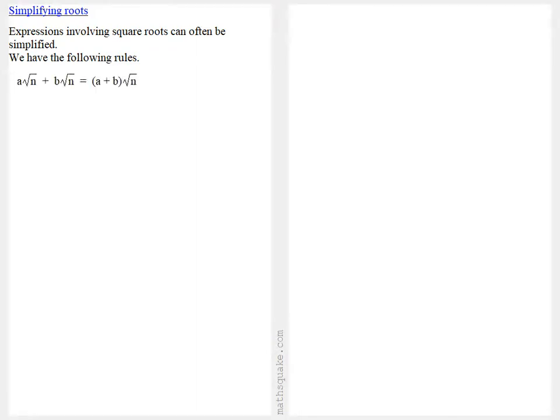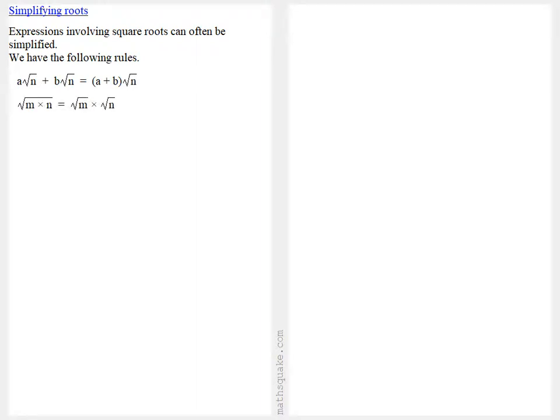Simplifying roots. If we get an answer to a problem and leave the expression involving square roots, it can quite often be simplified. We have the following rules. First one, a times the square root of n plus b times the square root of n is equal to a plus b times the square root of n.